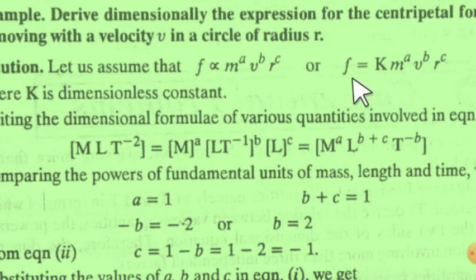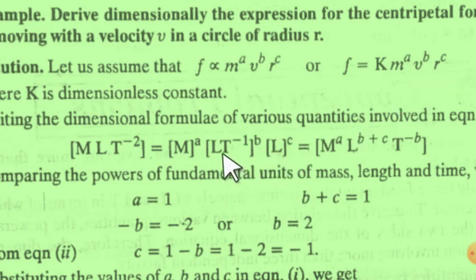Now we try to express this in terms of dimensions. Force we know is M L T inverse square, mass into acceleration. Acceleration means rate of change of velocity, so it will be L T inverse square. On this side, mass is capital M to the power a, because its dimension is a. Velocity is L T inverse, whole to the power b. Likewise, r is a length, so L to the power c.